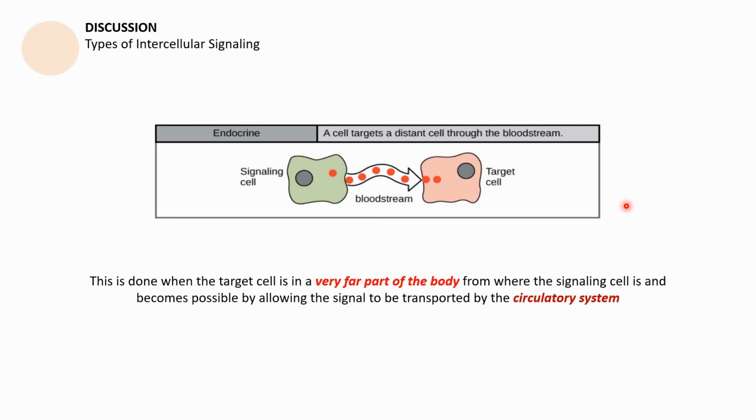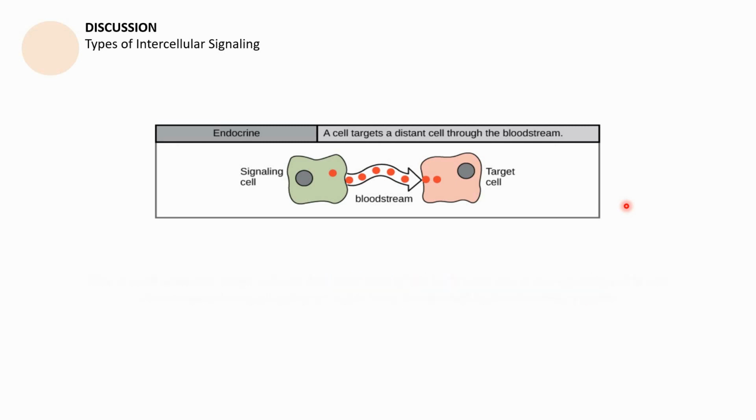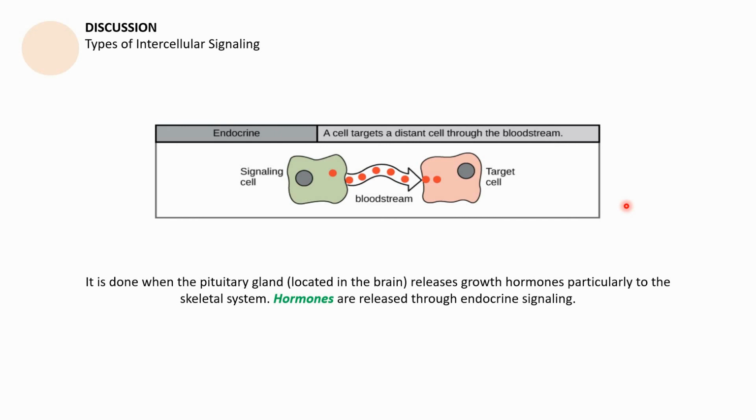So, yeah, when the target cell is located in a very far part of the body from where the signaling cell is, it becomes possible by allowing the signal to be transported by the circulatory system, as I explained a while ago. So it is done when the pituitary gland located in the brain releases growth hormones, particularly to the skeletal system. Hormones are released through endocrine signaling. So, ayun.